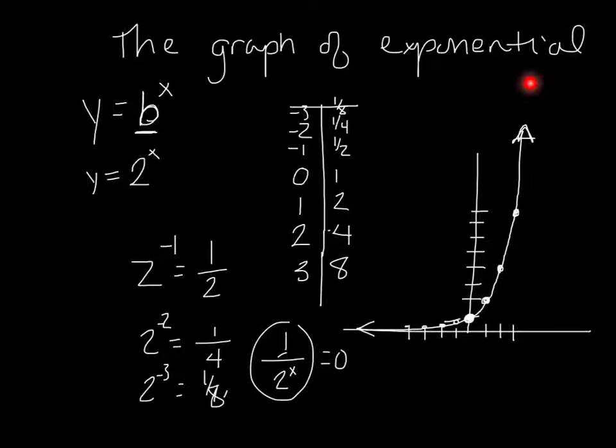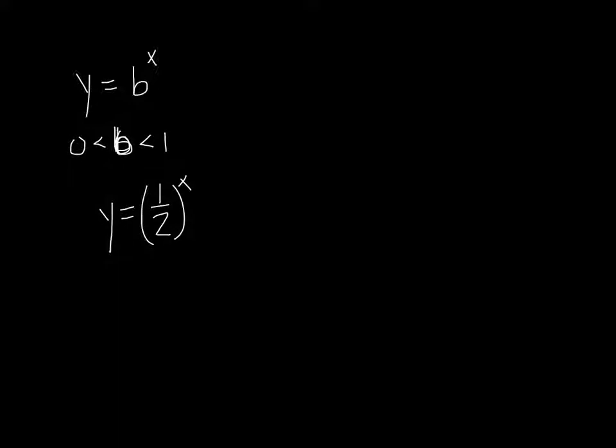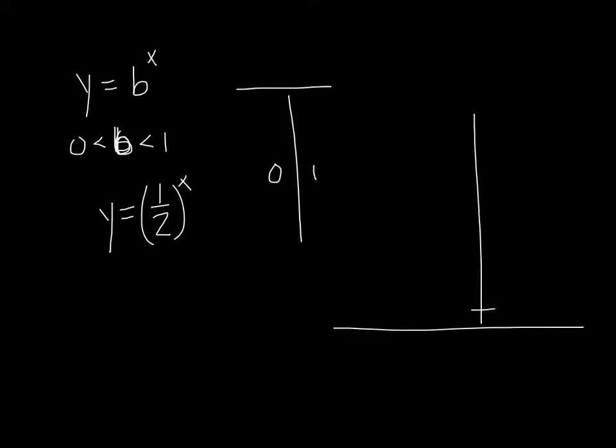Now, what about a b that's not big? So when we say that a b is not big, we're talking about a b value that is between 1 and 0, not including 1 and 0, but between 1 and 0. Okay, so I'm thinking of things like 1/2. So maybe we're going to look at y equals 1/2 to the x. So we can make our table. We can start at 0. Anything to the 0 power is just 1. So then I can graph that. And then if I go to 1, I'm talking about 1/2 to the 1, which is just going to be 1/2.